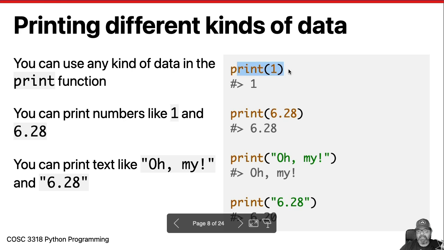So in this case, I'm printing the integer 1. Okay, that's important. Here I'm printing the float value, the decimal number, 6.28. Here I'm printing the string text, printing the string, oh my. And then down here I'm printing the string 6.28. Now I want you to pay attention. This is the number 6.28, no quotation marks. This is the string 6.28 with quotation marks. And that's going to have an effect on what we're doing later today in this lecture.